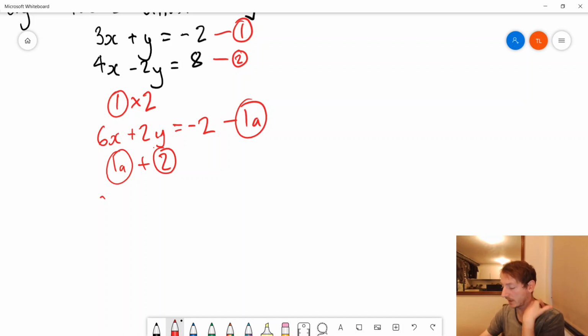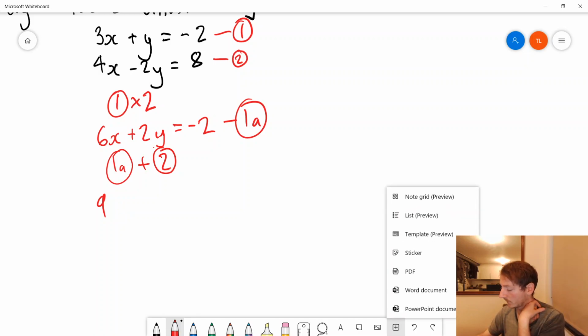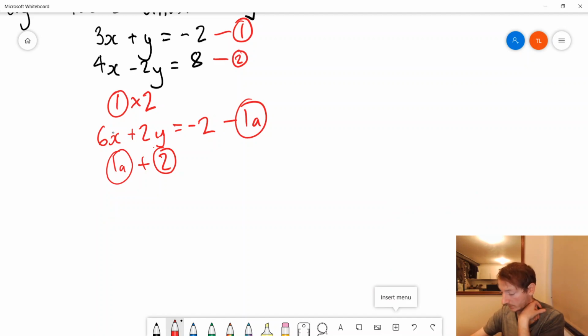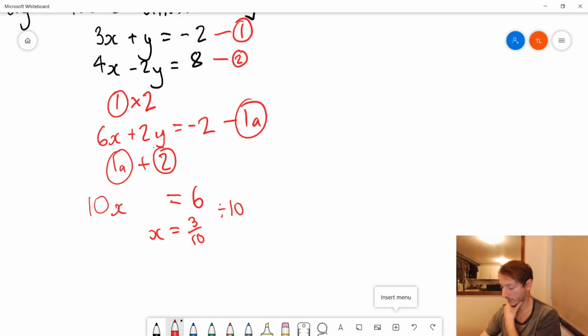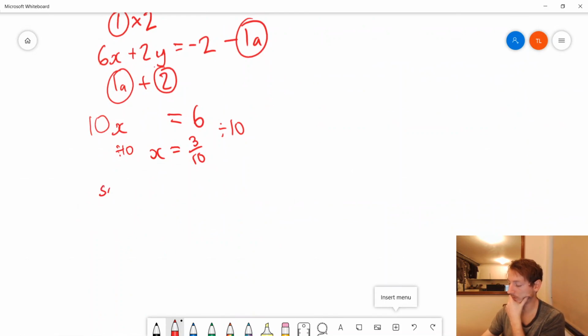1a, so 6x plus 3x gives us 9x. And that's incorrect already. 1a is this one, sorry. 6x plus 4x gives me 10x. Negative y plus 2y cancels out. Negative 2 plus 8 gives me 6. So x equals 3/5 because I divided both sides by 10. So x equals 3, I said 3/5 and then I wrote 3/10.